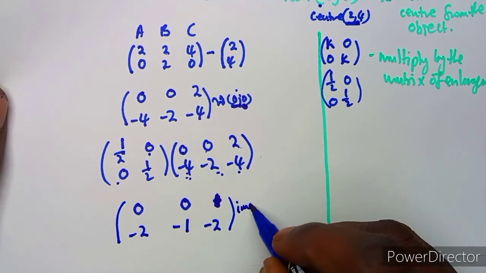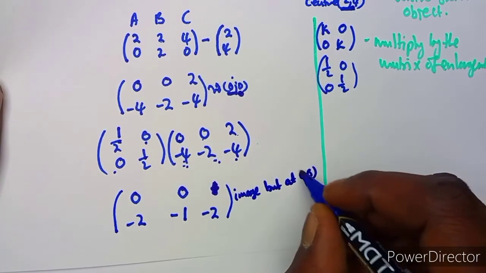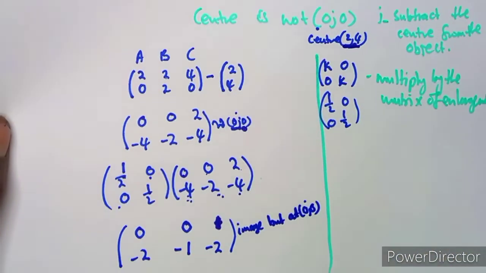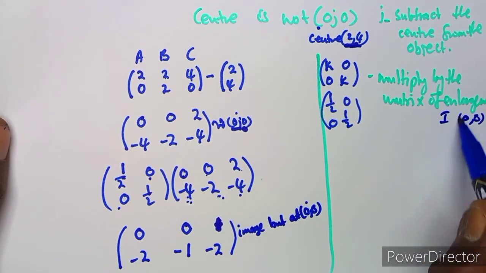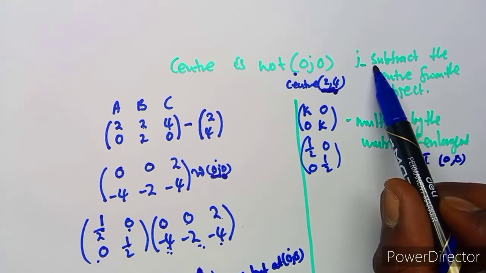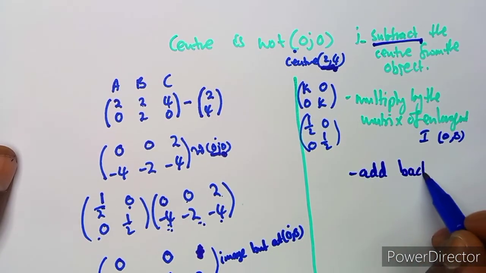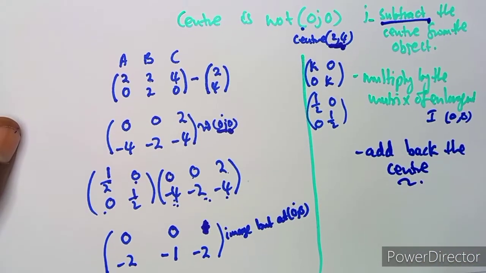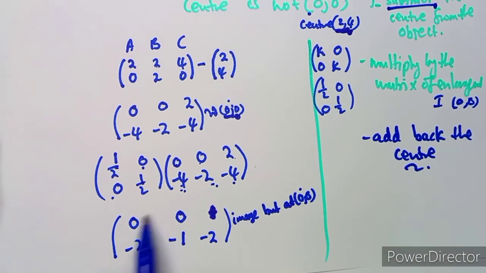So this is actually our image, but at 0 0, as we need the image at the center 2 4. So we have determined, because the moment you multiply, you obtain the image. So this will be the image at 0 0, but we need the actual image at 2 4. So remember, we had to subtract this center. Now we have to add back the center. All right, so the moment you add back this center, you are now having the actual image at 2 4.